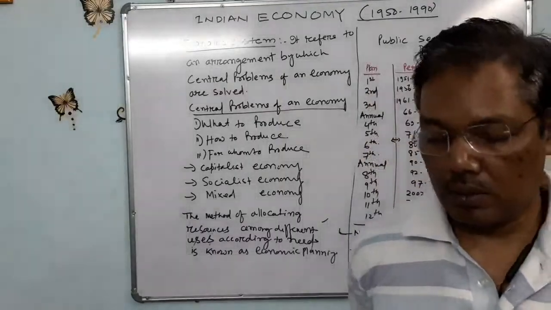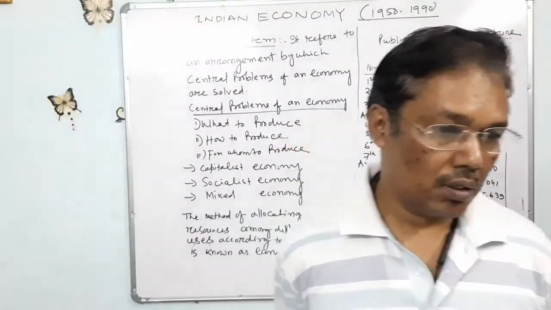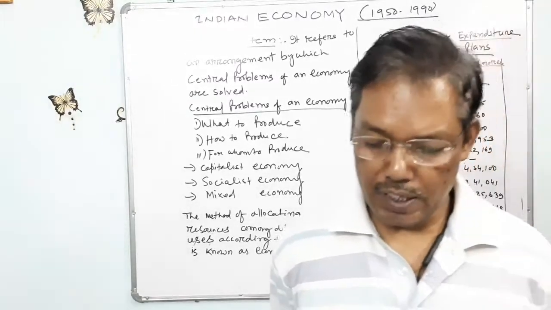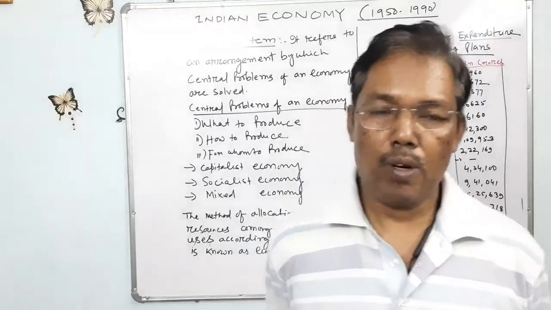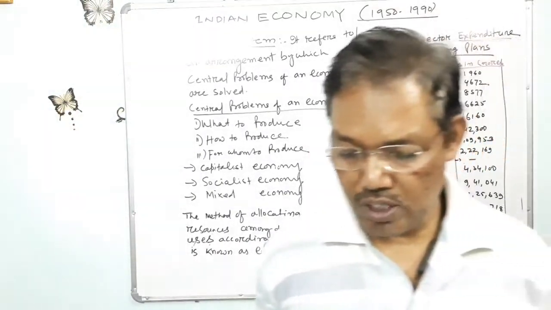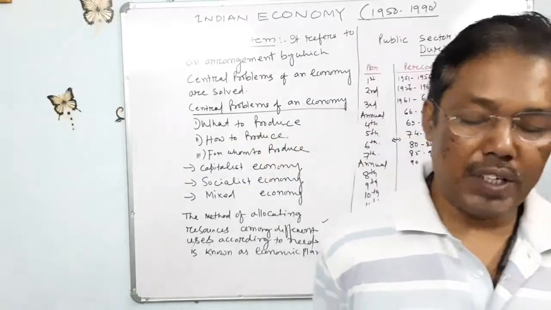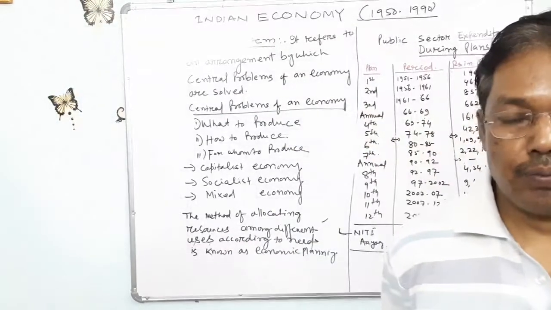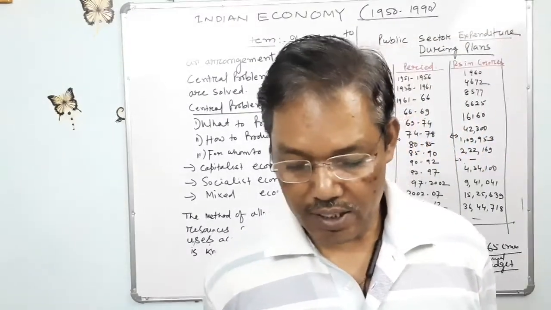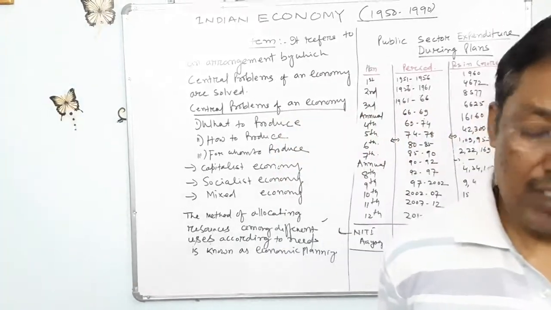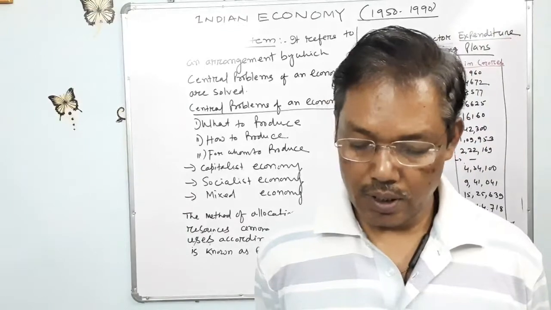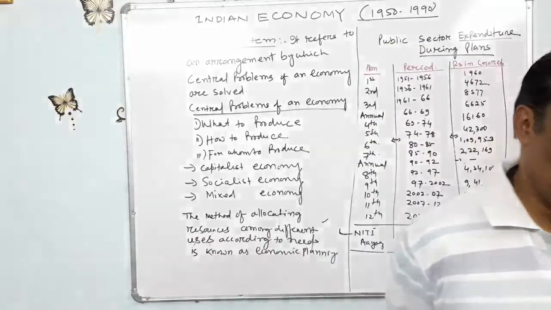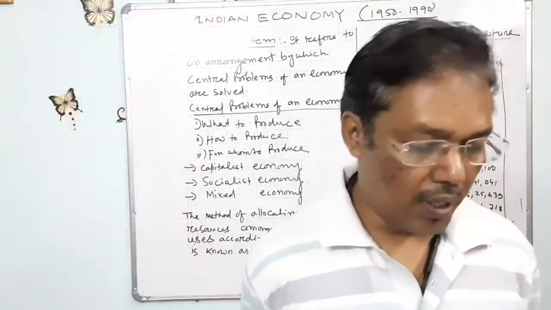Last period we were discussing chapter 1 of Indian Economic Development, that is, the Indian economy on the eve of independence. We have already discussed colonial exploitation of the Indian economy under British rule, features of the Indian economy on the eve of independence, the agriculture sector, industrial sector, foreign trade, demographic profile, occupational structure, and last, infrastructure on the eve of independence.